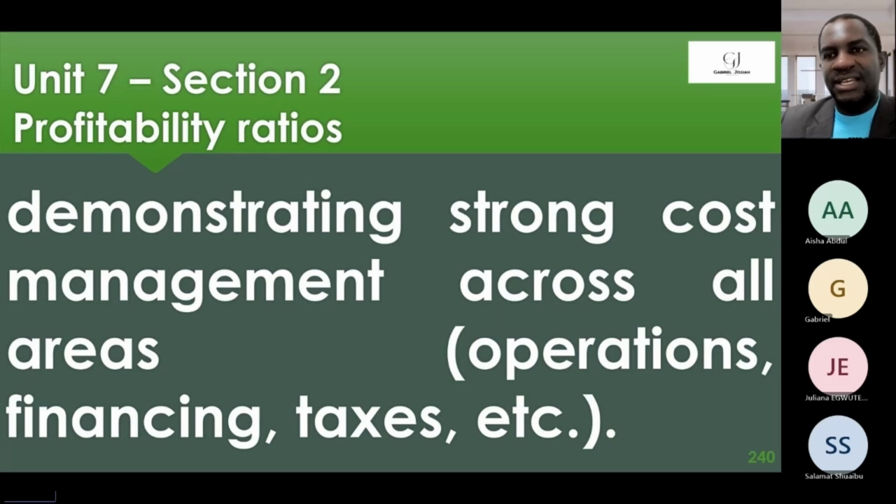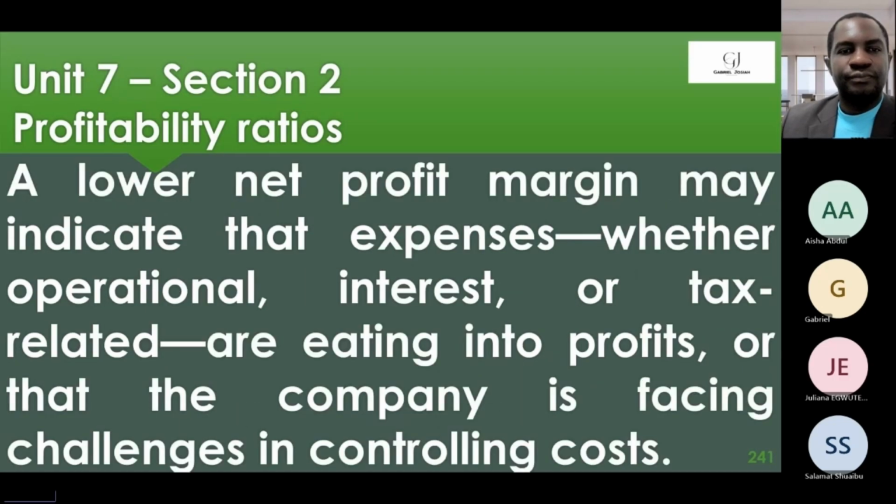So you can't be doing 6% of your bottom line. So what will you share to people that have invested capital and wealth into the business? So it's very important that growing your net profit is good. It's essential for a business to be sustainable. A lower net profit margin may indicate expenses, whether operational, internal, external, organic, inorganic, they are having challenges with controlling these costs, wherever it is.